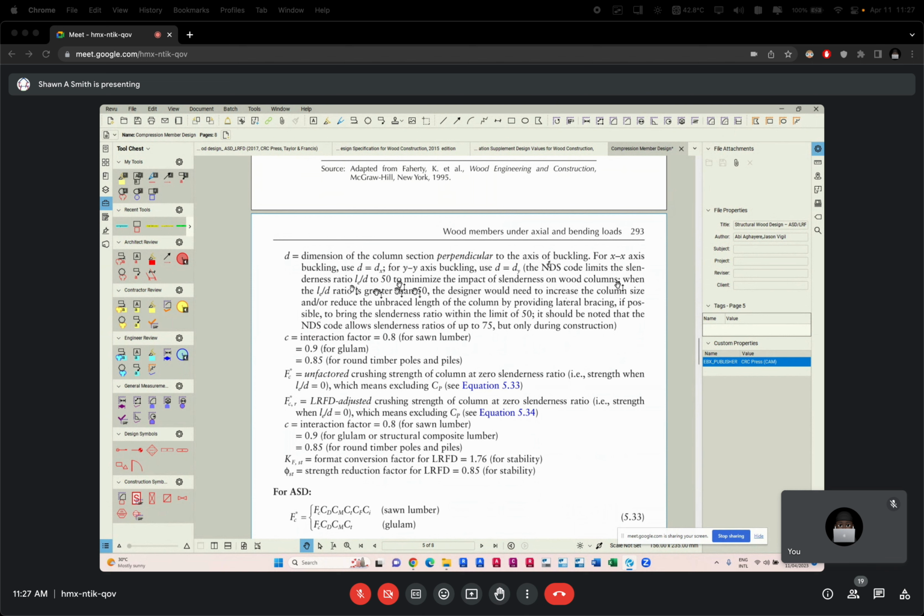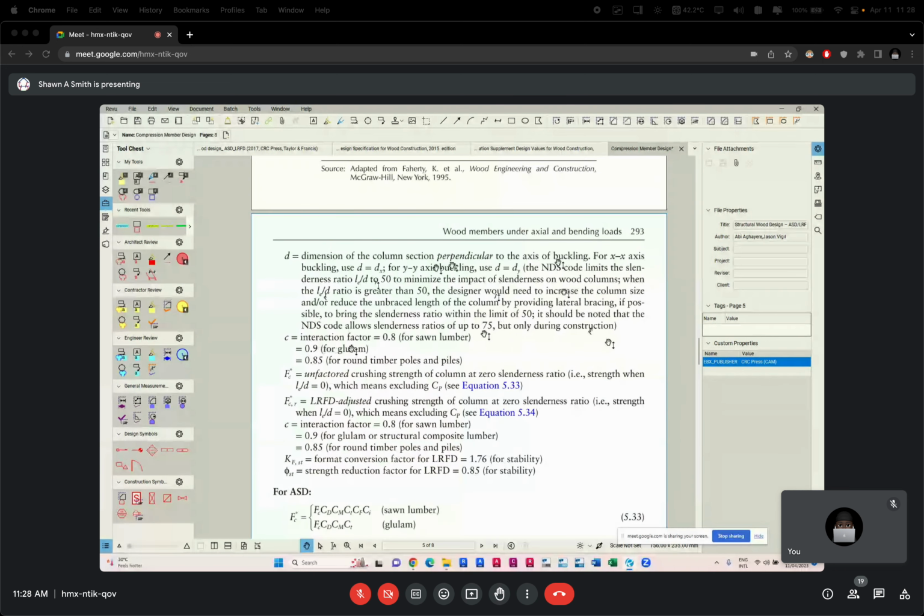When the slenderness ratio is greater than 50, the designer would need to increase the size and/or reduce the unbraced length of the column by providing lateral braces, if possible, to bring the slenderness ratio within the limit of 50. It should be noted that the NDS code allows slenderness ratios of up to 70, but only during construction. So during construction, slenderness can be up to 70, but for the final thing, it has to be less than 50. If not, change the size of the element, put in lateral braces.